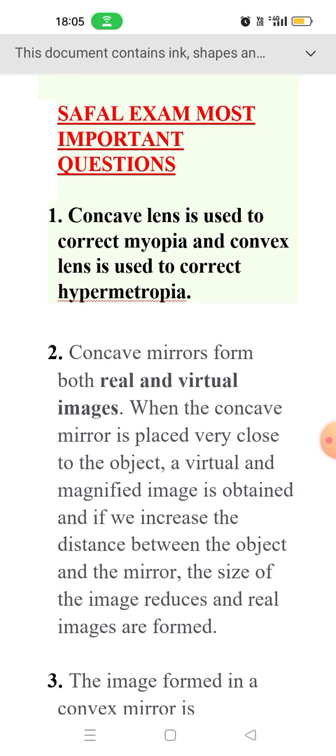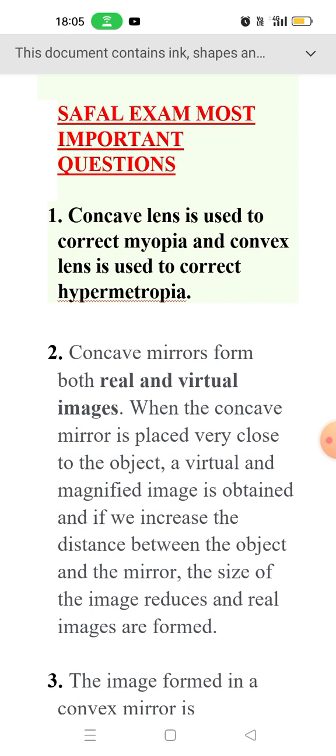Okay. So the first point is that a concave lens is used to correct myopia and a convex lens is used to correct hypermetropia. There was a question in the question paper: to correct myopia, or short sightedness, or long sightedness disease, which kind of lens is used? So learn this point: to correct myopia or short sightedness we use a concave lens, and for hypermetropia we use a convex lens.